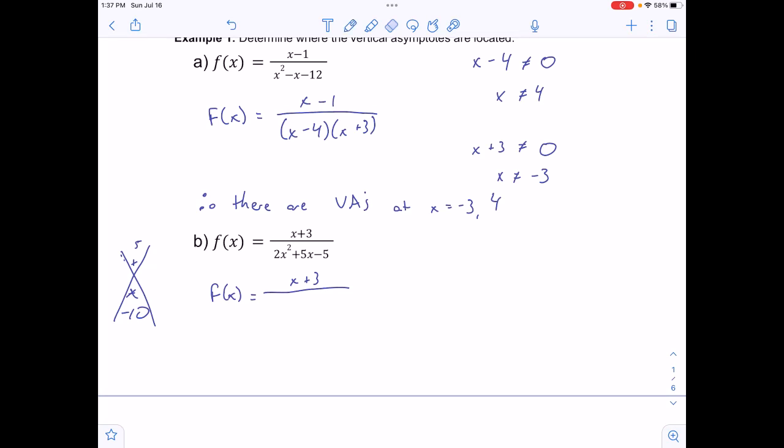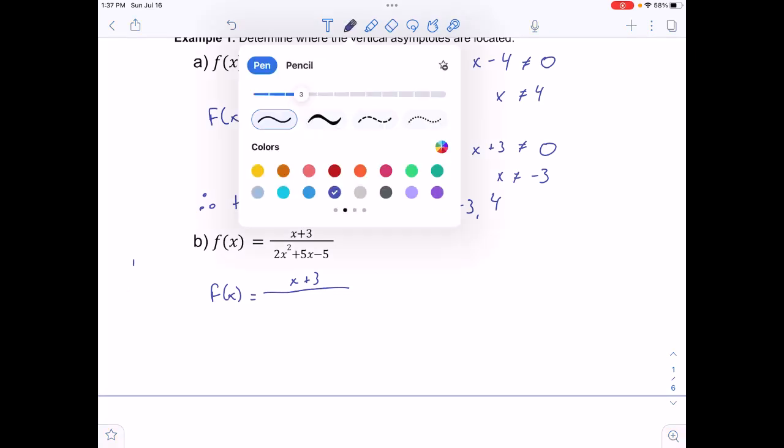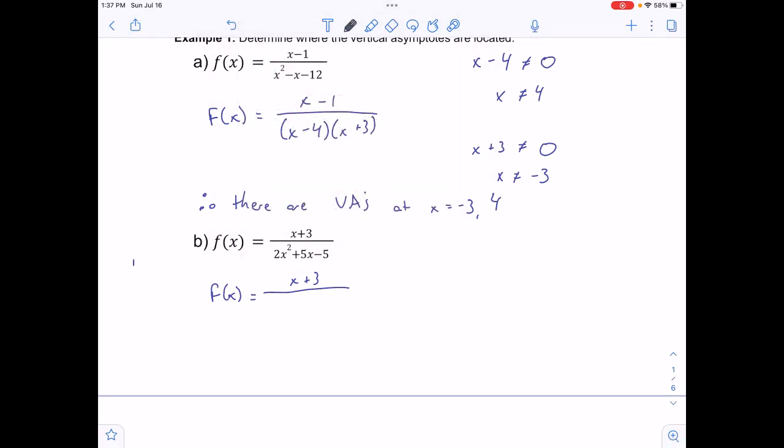Nope. Sorry, typo in the question. This shouldn't be 5. This should be 25. There we go. Okay, two numbers that add to 5 and multiply to negative 50, in this case, are positive 10 and negative 5.